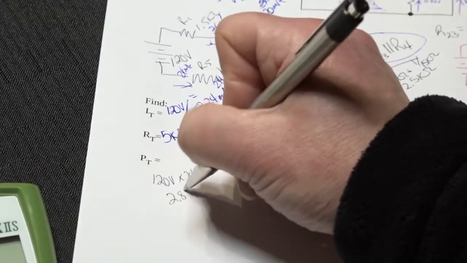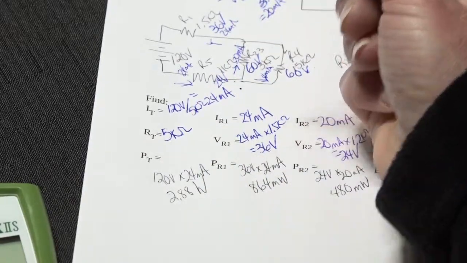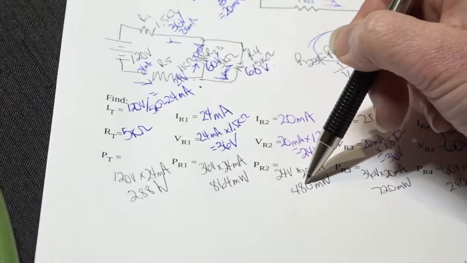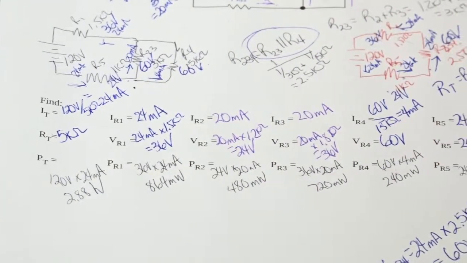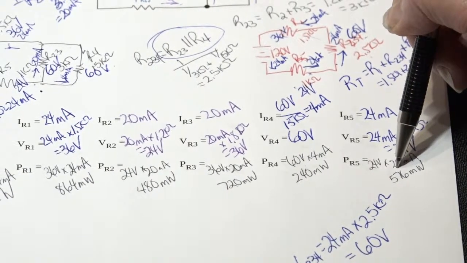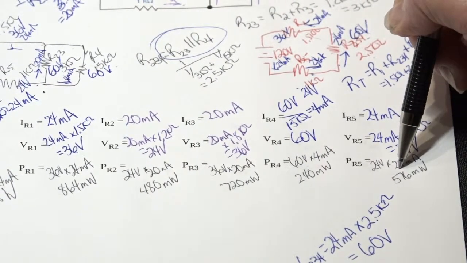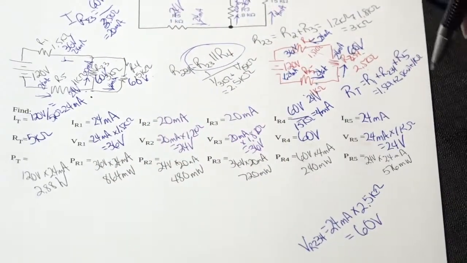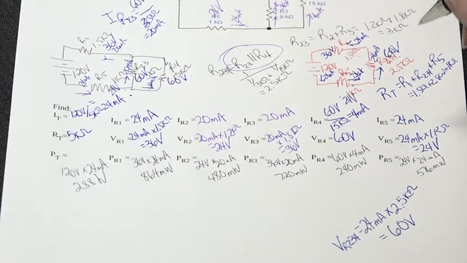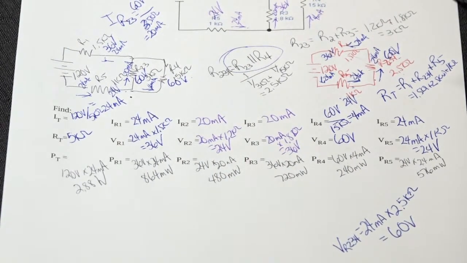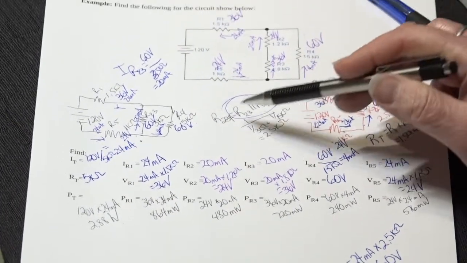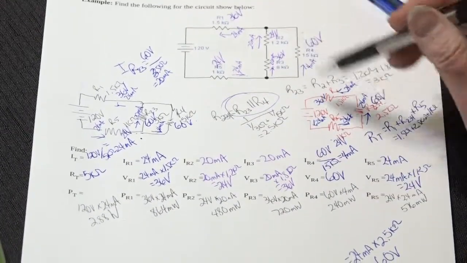us 2.88 watts. And if we add up 864, 480, 720, 240, and 576, lo and behold, they end up being 2,880 milliwatts, which is 2.88 watts. Yay! Simple and easily done. Well, it's really not too bad as long as you keep track of going from each step along the way.